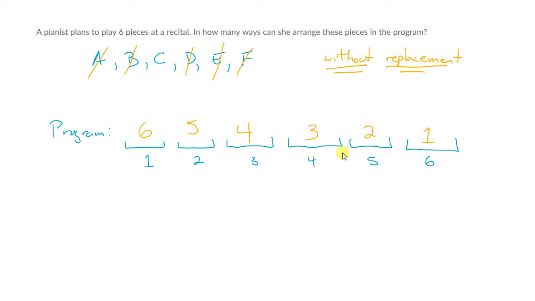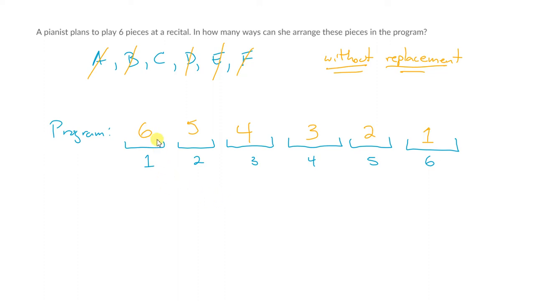Okay? If we were replacing, then it would just be 6 every time, and you could play the same piece over again. In theory, it'd be a rare event, but if we were replacing the choice, you could just play the same piece 6 times in a row. Okay, which would kind of be silly. That's why this is a without replacement scenario.